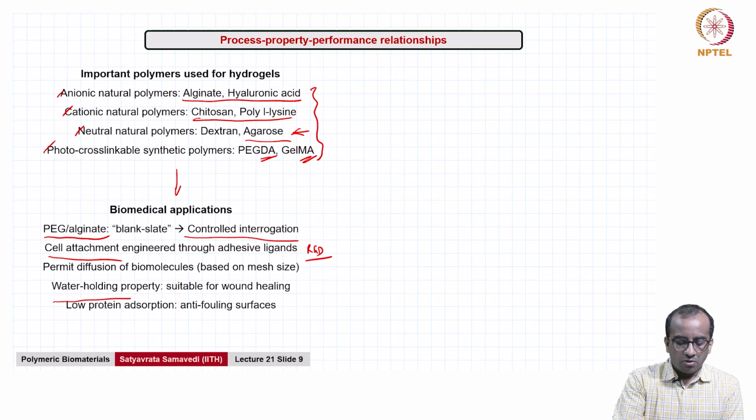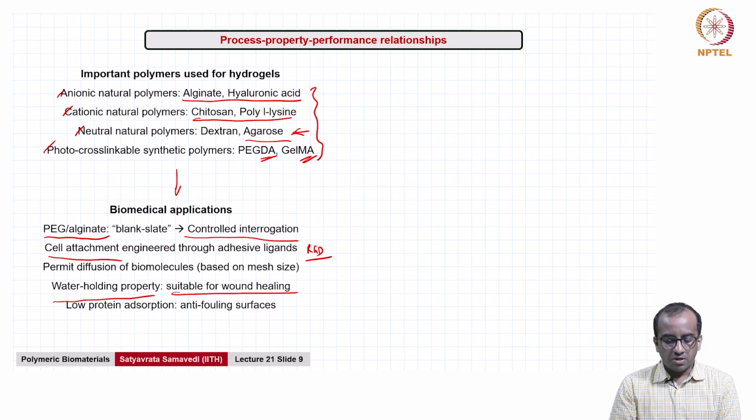And because of the water holding property, they are also suitable for wound healing, and hydrogels can also be used for anti-fouling applications, as we have seen earlier, for specific reasons that we will not get into right now. They resist protein adsorption, so they can serve as anti-fouling surfaces. So you see, both the canvas available for hydrogel preparation and the ambit of applications are both very large.